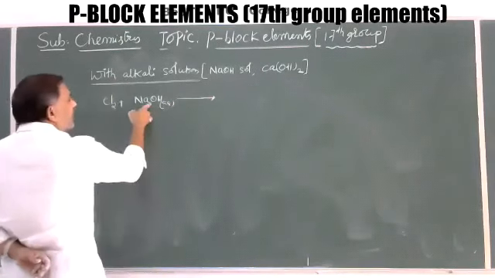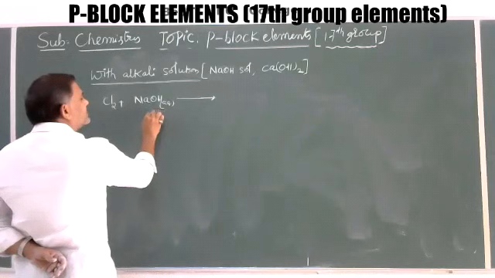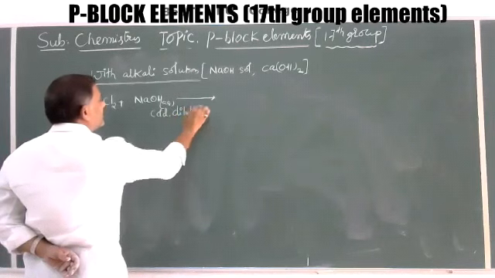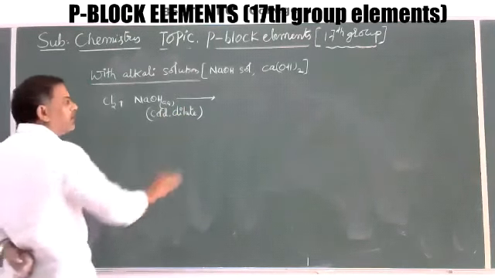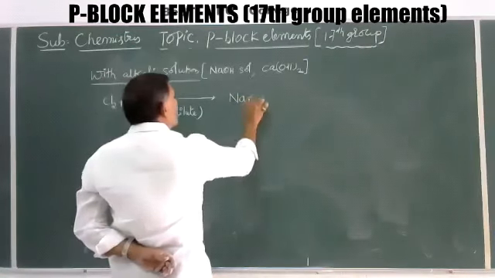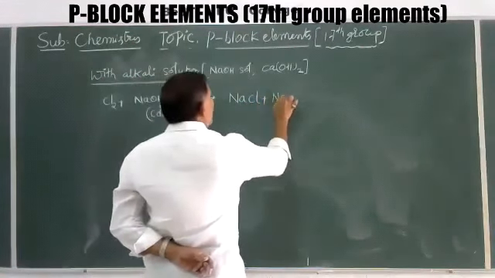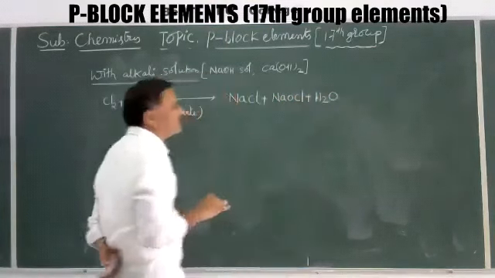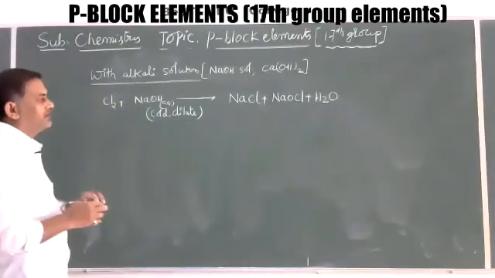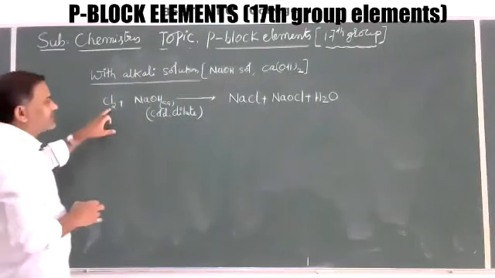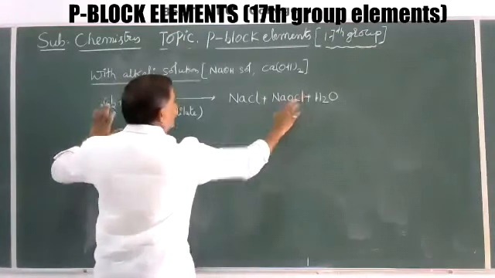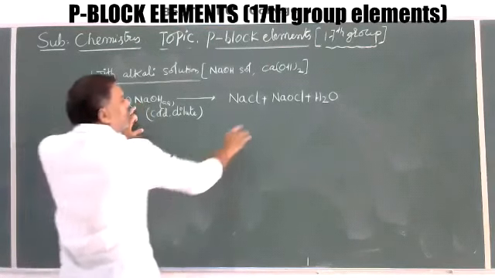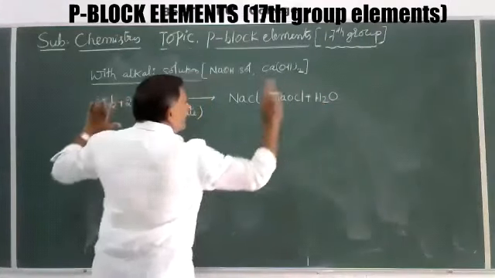This sodium hydroxide is generally cold and dilute, not concentrated. It gives sodium chloride, sodium hypochlorite, plus water, H2O. A very, very important reaction, listen carefully. There are 2 chlorine atoms here, and sodium only 1, that's why it is multiplied by 2. Your oxygen atoms are 2, and hydrogen, everything is balanced.